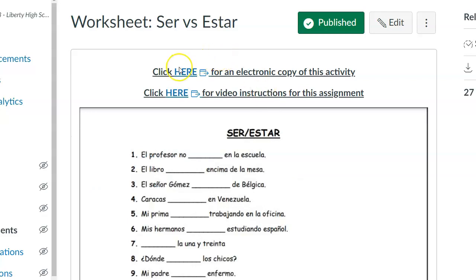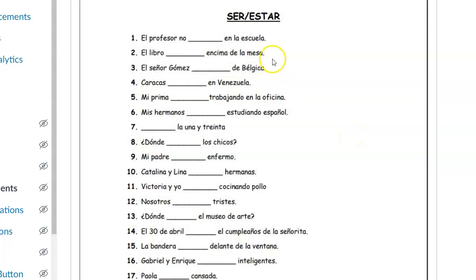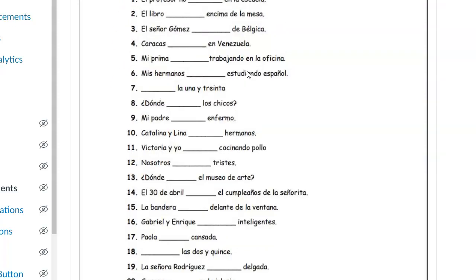For the worksheet ser versus estar, you have an electronic copy here and video instructions. There are two things you need to do for this assignment. You need to indicate why ser or estar should be used for each of these blanks, and then conjugate the verb you've chosen according to the context, the subject of the sentence. We'll do the first 5 together. There are 22 total.